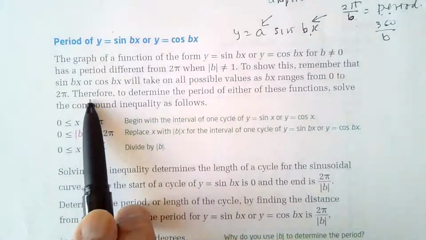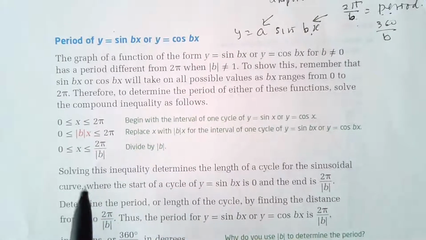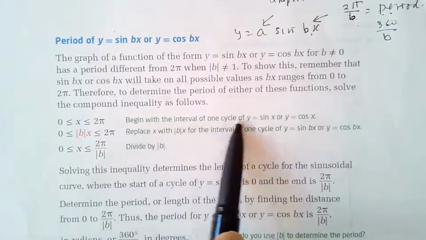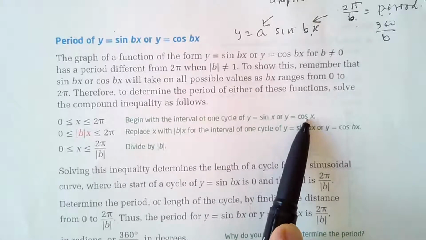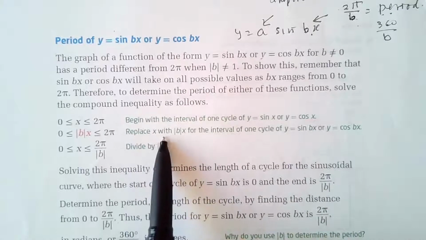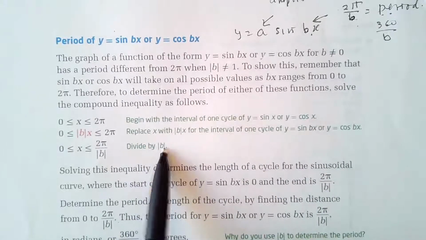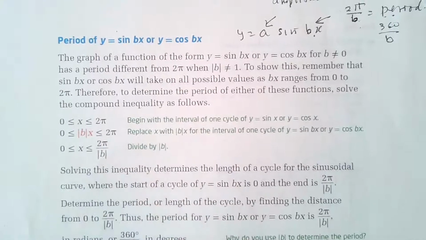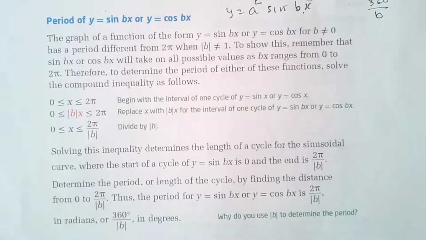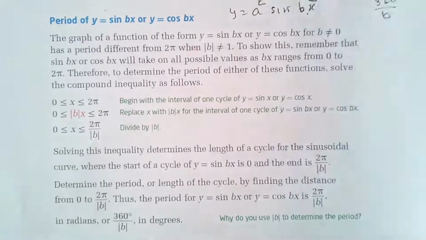So we're looking at, for example, how do we find one, right? So begin with the interval of one cycle, sine x or cos of x, and replace x with b of x for the interval of one cycle, and divide by b. So 2 pi over b, or 360 divided by b, gives you the period. Okay. So let's look at an example right now.